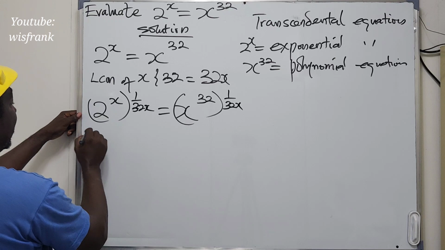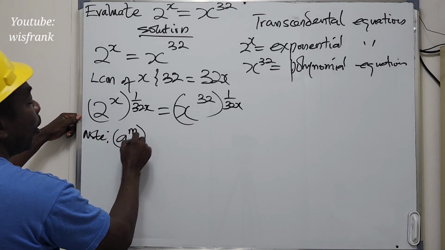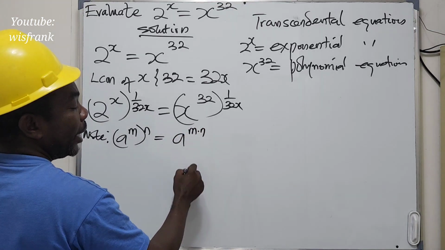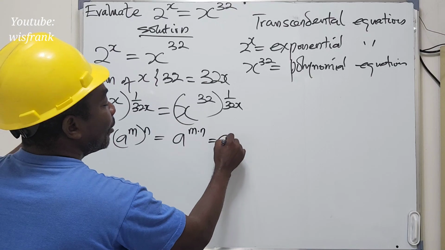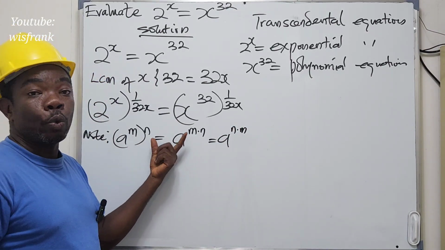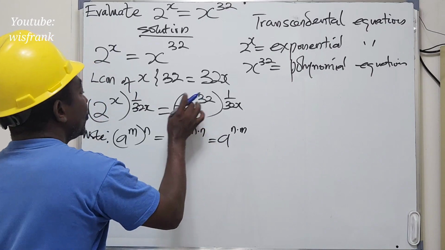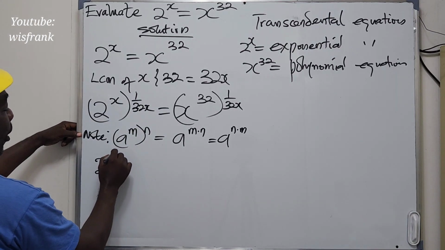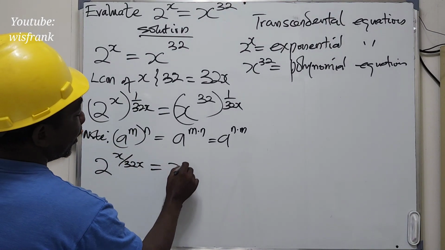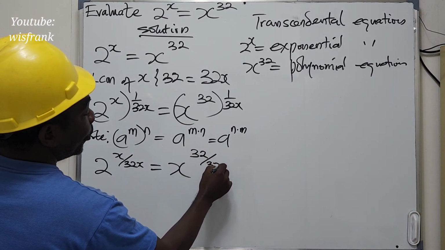This is the same thing as having, we recall, note, when we have a to the power of m all to the power of n, it is the same thing as a to the power of m times n. Or we can interchange, we will still have a to the power of n times m. They are all the same. We can interchange the powers, or we multiply the powers, it still gives us the same thing. So this is the same thing as 2 to the power of x all over 32x, the same thing as x to the power of 32 all over 32x.